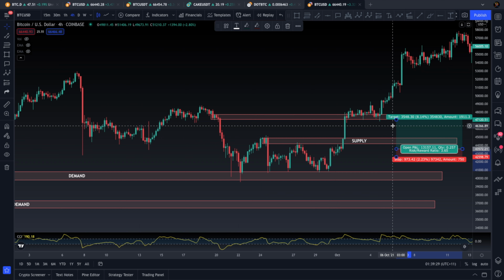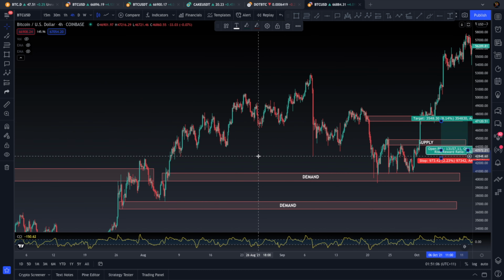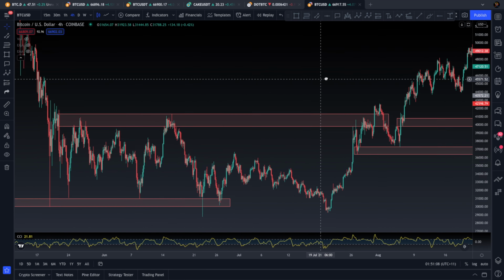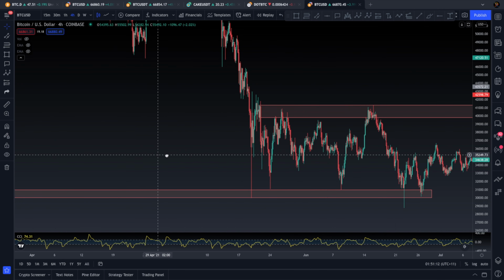Make sure, guys, you make your trading plan, because it will help you to stick with your plan and you know what you have to do. Anyway, I will give you a couple more examples so you guys can understand the demand and supply zone.